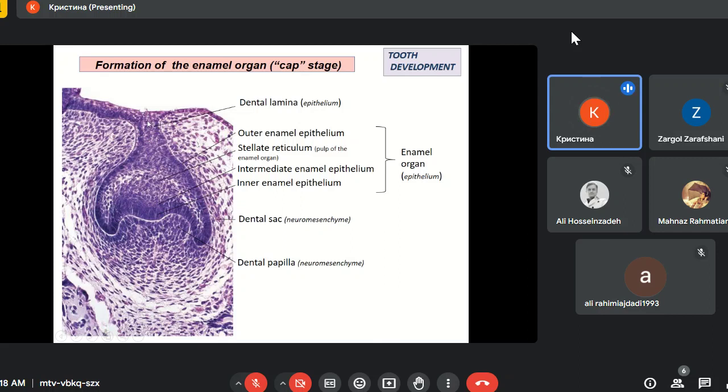So here we have dental lamina. From dental lamina goes the neck of the enamel organ. Here we will have outer enamel epithelium, inner enamel epithelium, intermediate enamel epithelium, stellate reticulum, or the pulp of enamel organ. All these parts, the parts of enamel organ, consist of epithelial tissue. Next we have dental sac. It's the neuromesenchyme, and dental papilla, also neuromesenchyme.